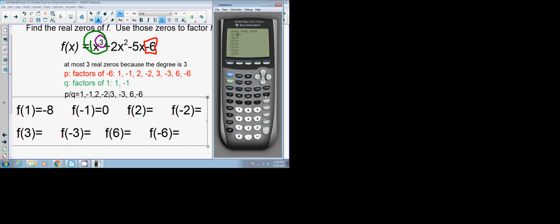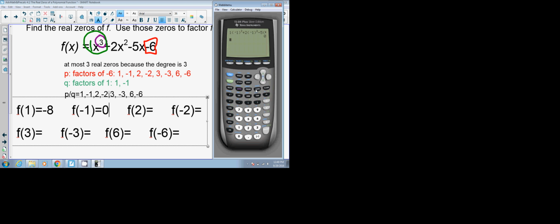So x cubed plus 2x squared minus 5x minus 6. Notice how it's written in y1. Now on my main screen, so I'm going to quit out of here, I want to enter y1 and then enter it just like it's written here.